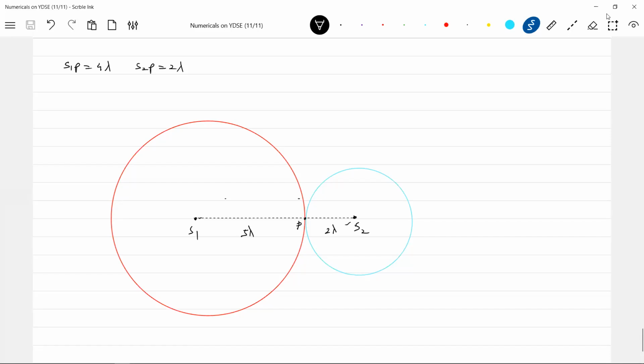I am trying to generalize this path difference idea. We have some idea, so this is some generalization. Not only in YDSE, anywhere you can think randomly using this method.